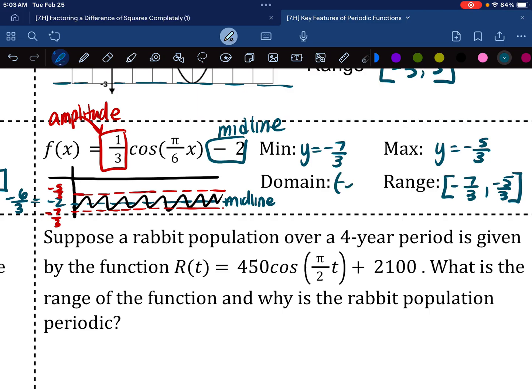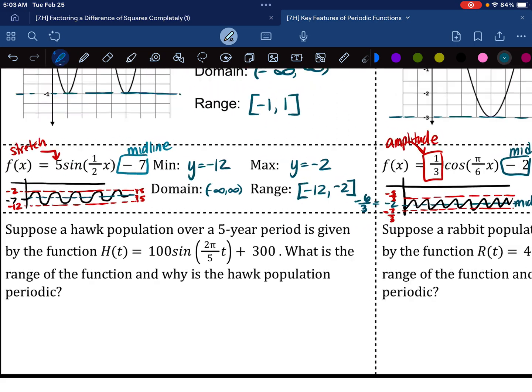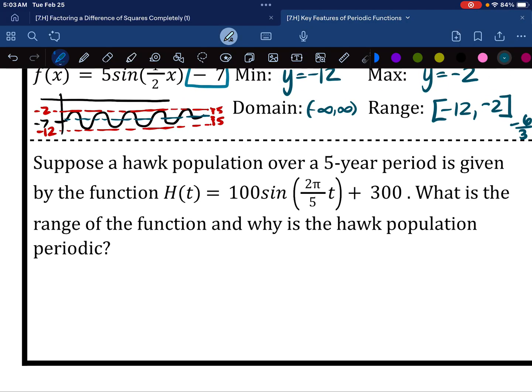The domain's happy. The domain's the same thing every time. But messing with that amplitude to figure out the amplitude and midline, I should say, to figure out your minimum and maximum kind of sucks. I really like this question. Big fan of it. Just so you know. Huge fan.